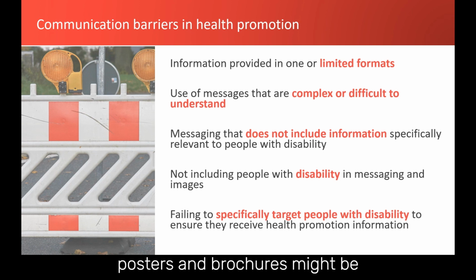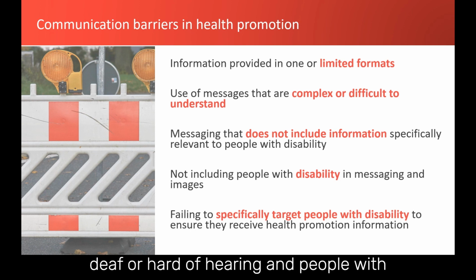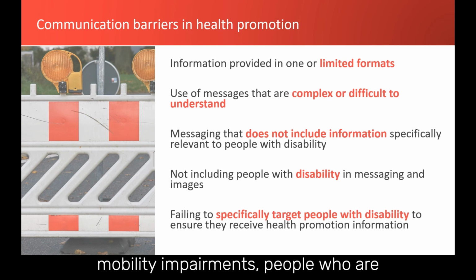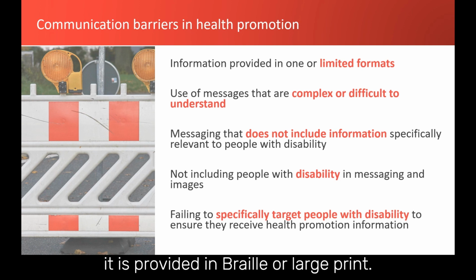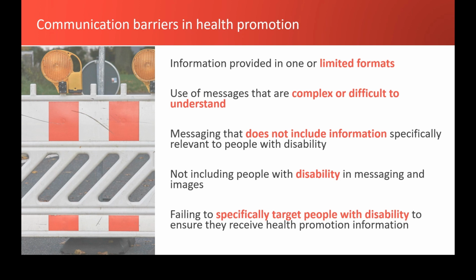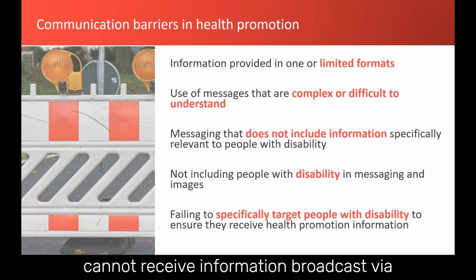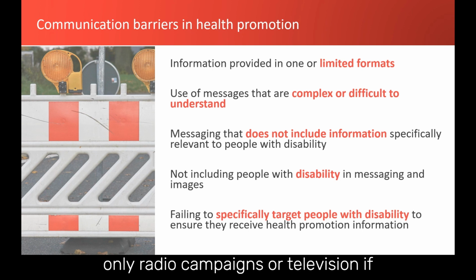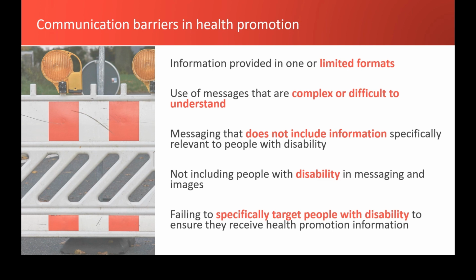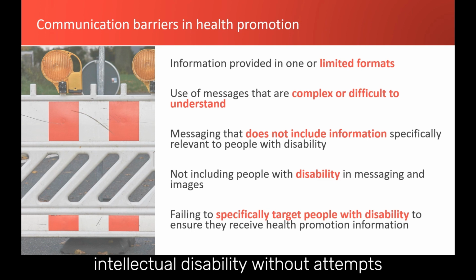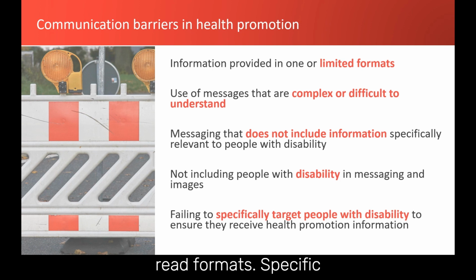While posters and brochures might be accessible to people with some types of impairment, for example, people who are deaf or hard of hearing and people with mobility impairments, people who are blind or have a vision impairment cannot read written health information unless it is provided in braille or large print. People with hearing impairment, similarly, cannot receive information broadcast via only radio campaigns or television if sign language or captioning is not provided. And complex health promotion messages can be confusing to people with intellectual disability without attempts to provide visual supports or easy-to-read formats.